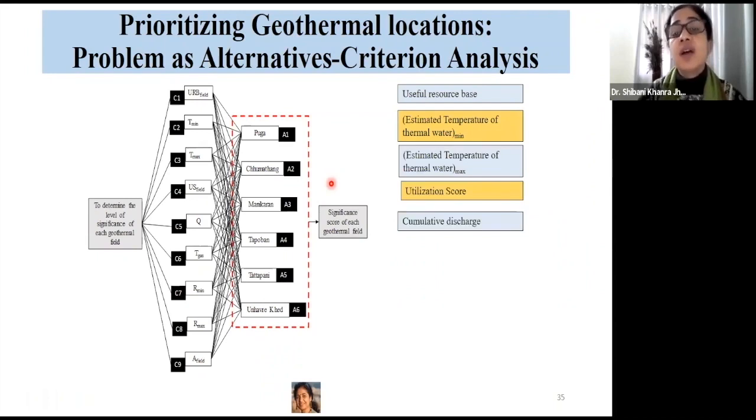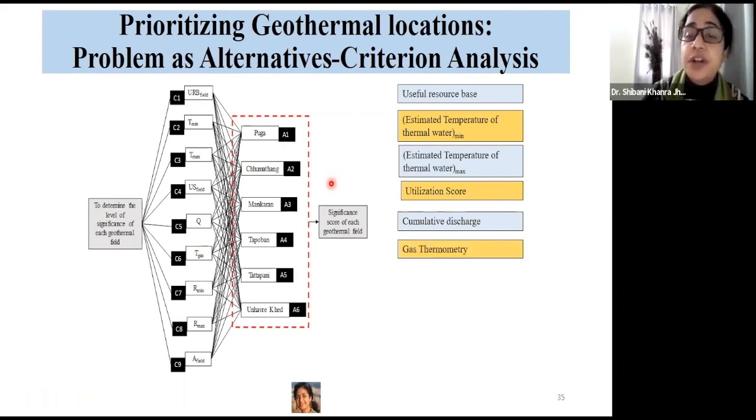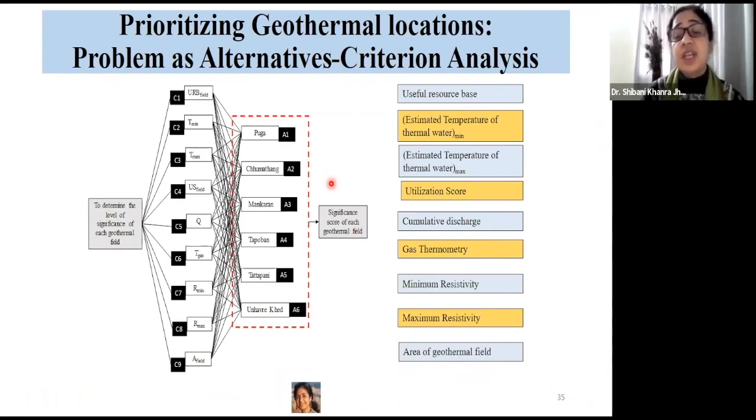Utilization score means how best it can be utilized from that particular field or location. Then cumulative discharge, gas thermometry information, minimum resistivity, maximum resistivity, and area of the geothermal field, which means the extent of that particular geothermal field. Why is this particular study required?